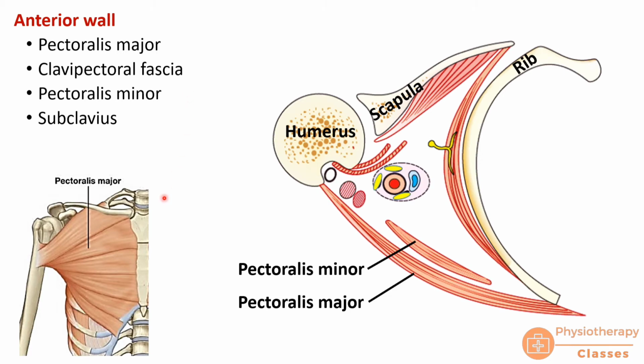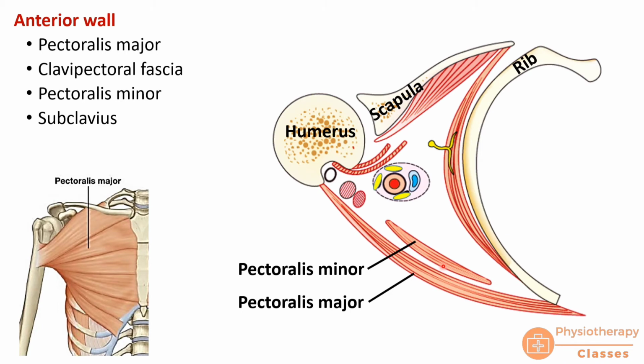These are the structures. When we look at the cross section of the axilla, we can find here the rib, which will be present on the medial aspect. Then we have the scapula on the posterior aspect and the humerus on the lateral aspect. So this is posterior, this is anterior, this is lateral, and this is medial. In the anterior wall, we can see the muscle extending from the clavicle till the humerus. This is the pectoralis major, and deep to that is the pectoralis minor.